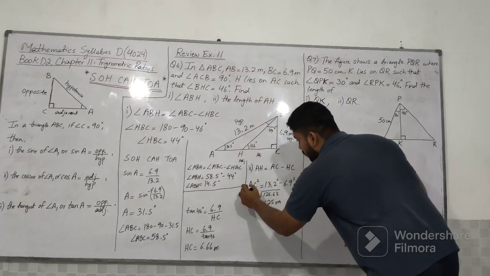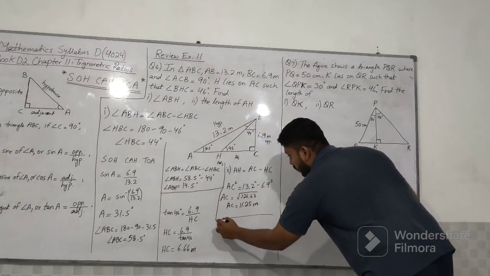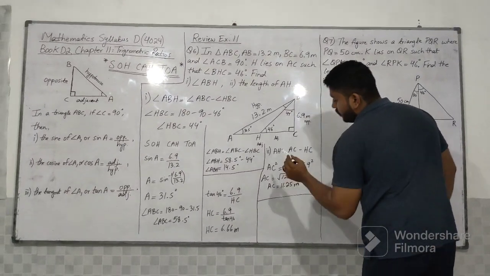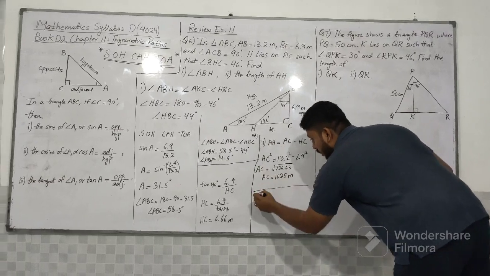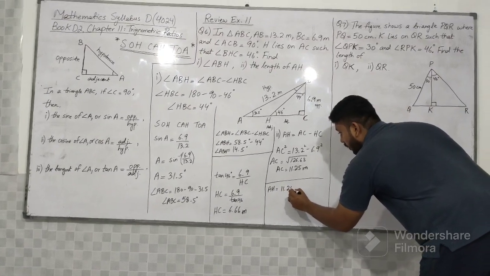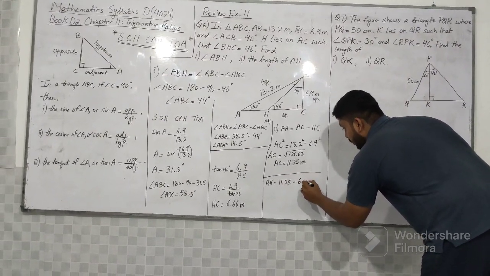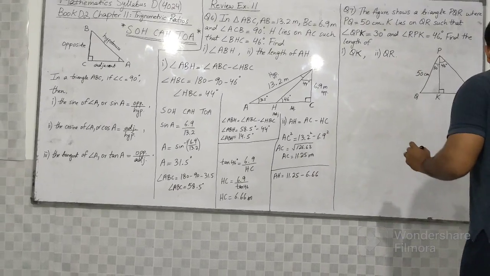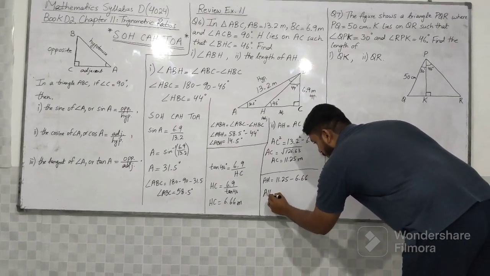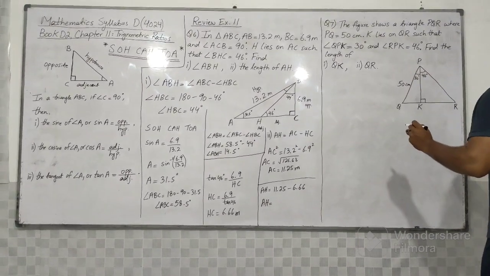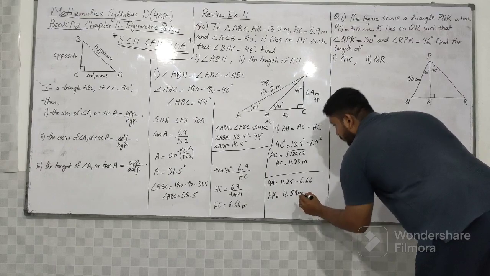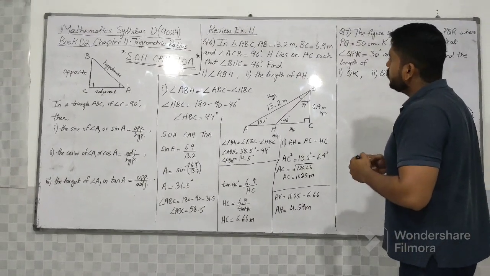So the final part of this question will be to subtract 6.66 from 11.25. So AH equals 11.25 minus 6.66. So you are getting the length of AH as 4.59 meters. So this is your answer to part 2.